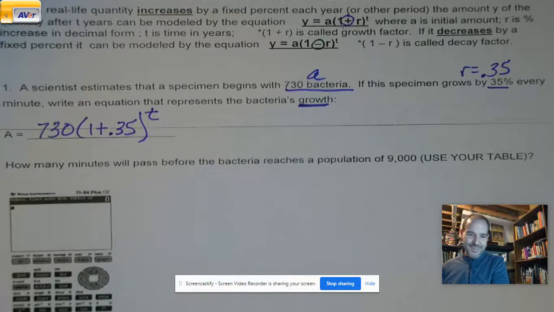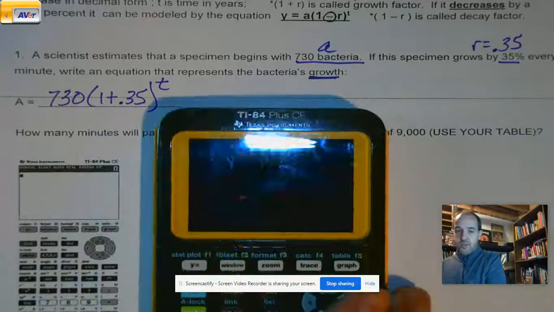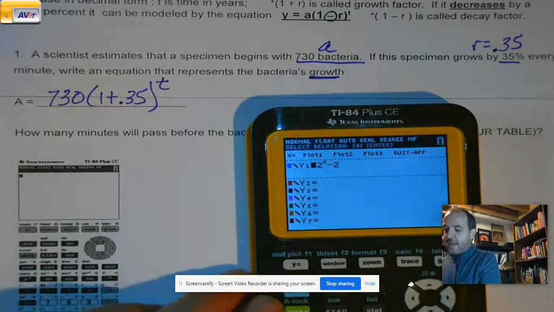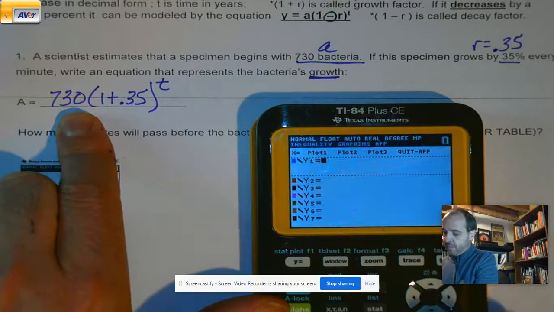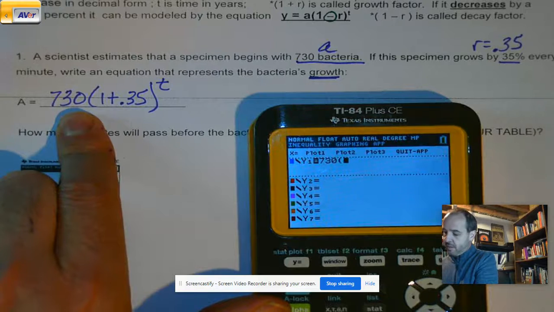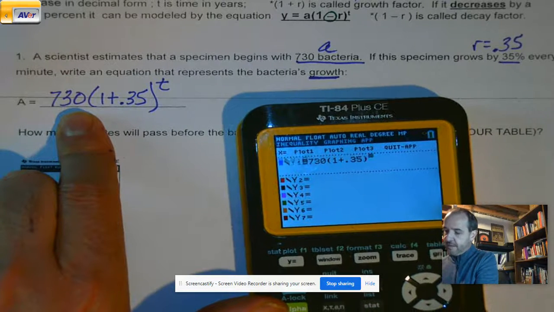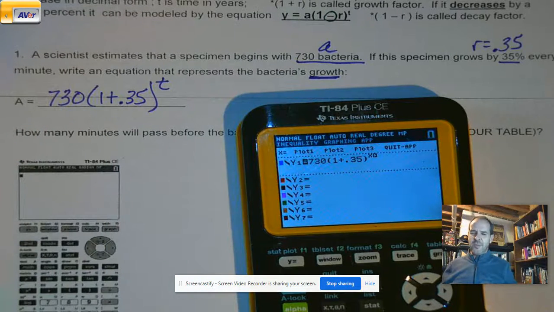But there's another question. How many minutes will pass before the bacteria reaches a population of 9,000? Use your table. Okay, so let's pull this up. We're going to go to y equals, and we're going to type our equation in. Oops, not minus, plus 0.35. We're going to use x since we don't have t available to us. If we put it in as a letter, it wouldn't look at it as a variable.